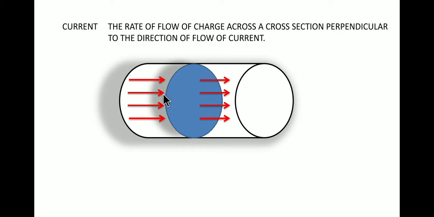So this way the current is flowing and this is perpendicular to the flow of the current. How much charge flows through is considered as the current. So current is represented by I, which is equal to the amount of charge which flows in a particular time t. So current is equal to charge q by time t, I = q/t.